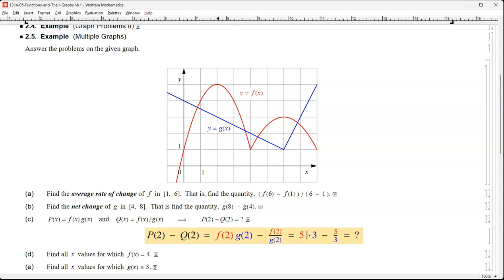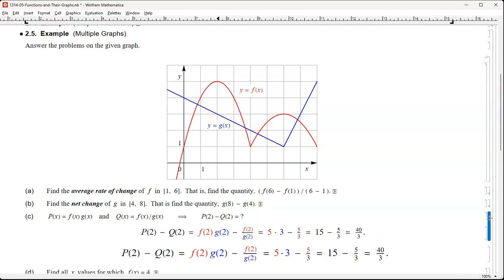So 5 times 3 minus 5/3. 15 minus 5/3 and 40 over 3. Yeah, you can punch it in the calculator and do the computation, no problem there. Did I do this right? Yeah, I must have. Yeah, 40 divided by 3.